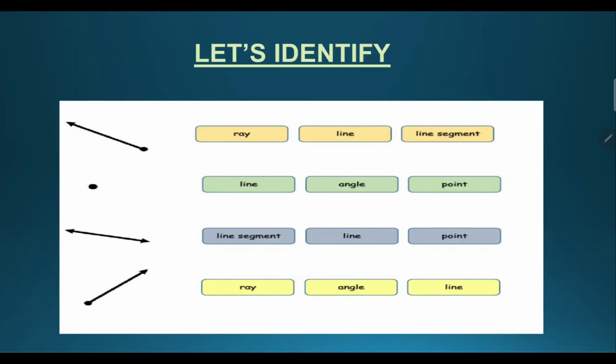Then comes few exercises for you. Let's identify. Just write down the answers in your notebook. First symbol is there. You have to identify. It is a ray, line or line segment. Similarly for the second, line, angle, point. For the third, line segment, line or point. Or the fourth is ray, angle or line. You have to identify the correct answer.